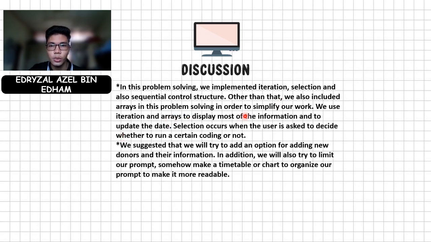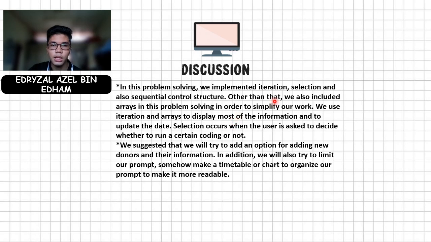Selection occurs when the user is asked to decide whether to run a certain piece of code or not. For example, if they want to generate a report, or if the donor ID has any latest donation. So a certain input will determine if the code will be run or not.